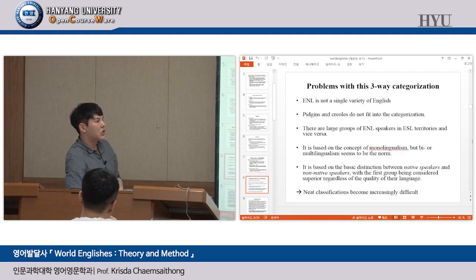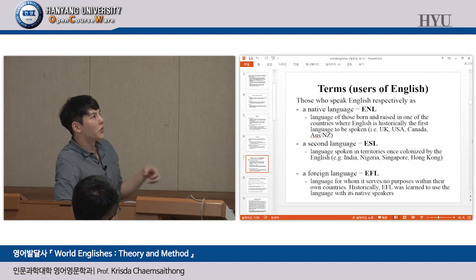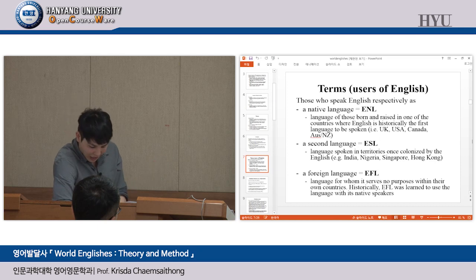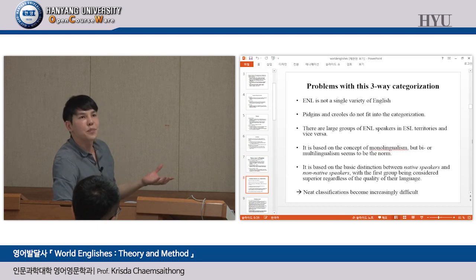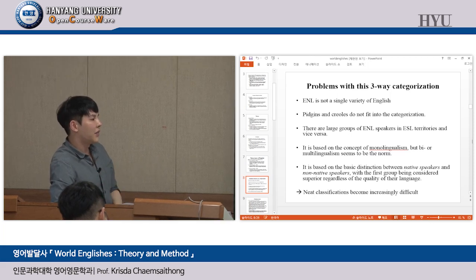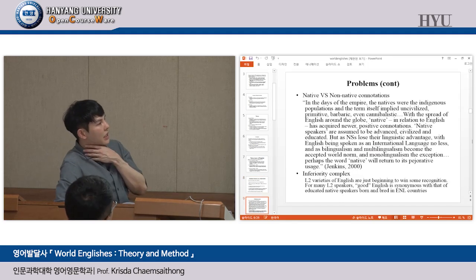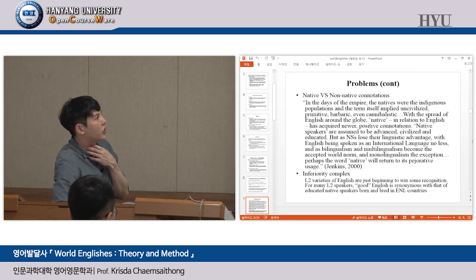And it's based on the basic distinction between native speakers and non-native speakers, with the first group being considered superior regardless of the quality of their language, right? So as you can see, when people say, oh, English is your native language, so that seems to be positive, right? More positive than, oh, English is your foreign language, like that. However, that's problematic in itself, right? Because linguistic terms should not be biased against or biased in favor, right, of any group in particular. And neat classifications became increasingly difficult, right? So this is how I would elaborate on that issue, right?